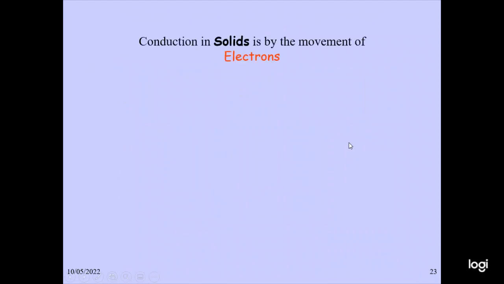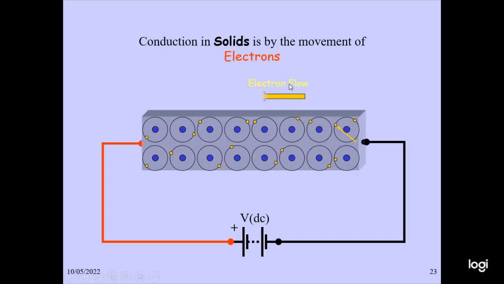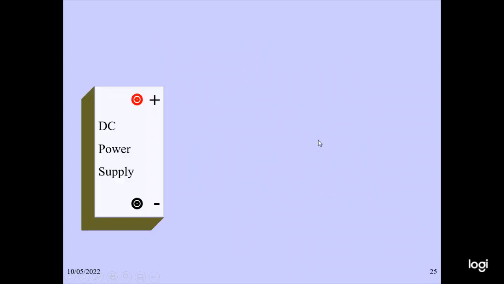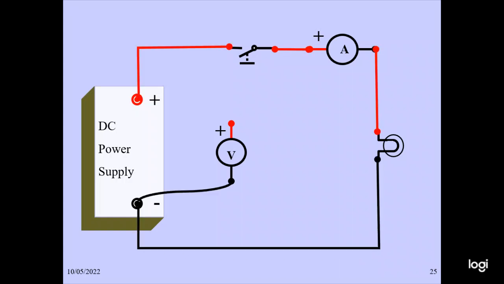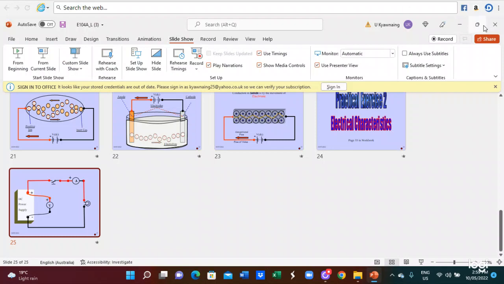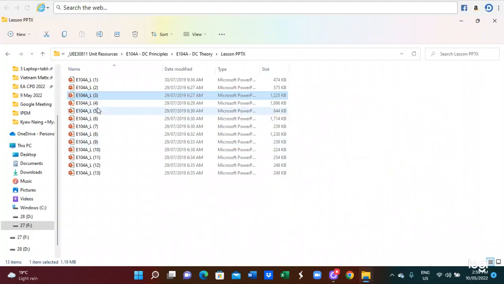Conduction in a solid is by the movement of electrons. When the electrons are moving around, the electron flow is as in this diagram. The electrons are flowing like this. And conventional current flow is from positive to negative. So we connect the DC power supply to the light. This is the switch. In this way we join the circuit together. So this is all of lesson 1. Then we are talking about lesson 3 and lesson 4.